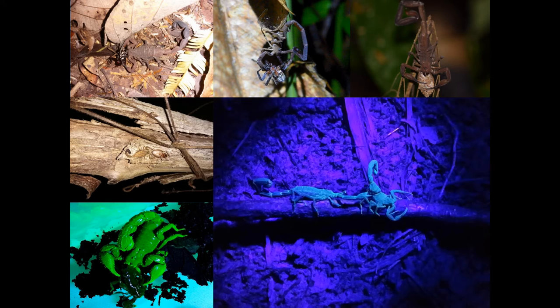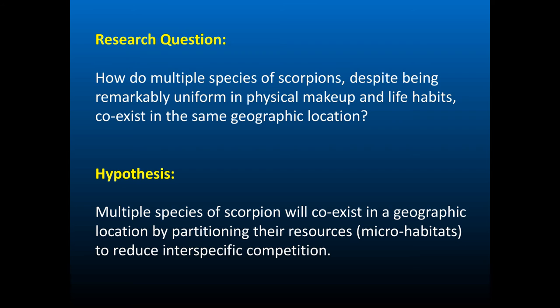Right, so for my project, the multiple species of scorpions, despite being similar in physical makeup and life habits, are able to partition the resources. So I ruled out trophic partitioning. Basically, I ruled out that they would be able to coexist by feeding on different things because, as you can see from the slide before, they all basically feed on just about anything, right? So my hypothesis, after ruling out trophic partitioning, was that multiple species of scorpions would coexist by partitioning the other type of resource, which is the microhabitats, right? Basically, foraging location. If I feed in a different location that you can't access or you're not there, that means we're kind of out of competition so that we could basically survive. So that was my working hypothesis for the project.